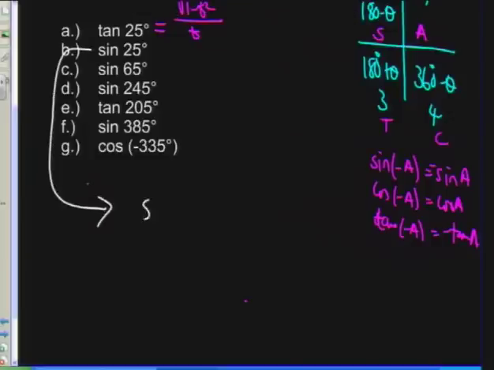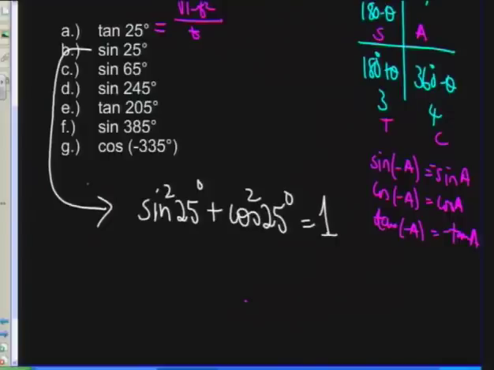What connects sine 25 and cos 25? How are these two connected to each other? The only way we can connect them is if we take their squares, then the sum of their squares will equal 1. That's the only way I can connect them.